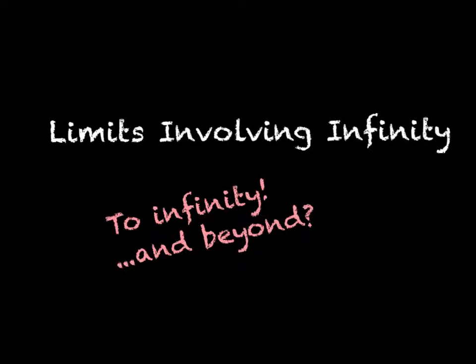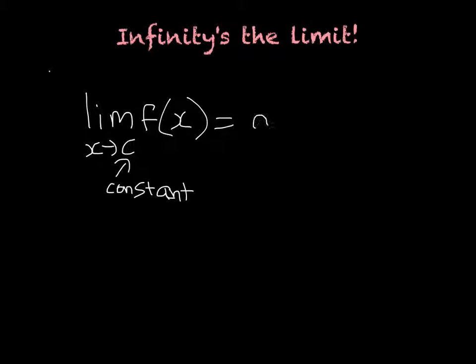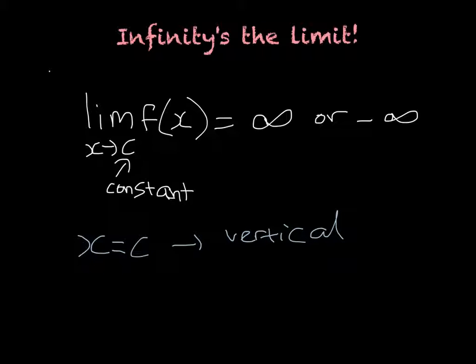This video will be about limits involving infinity. So the first thing we'll talk about is where we're taking the limit at a constant number and we get infinity as the answer. So this would be something like the limit as x approaches c, where c is a constant, of f of x, and as our answer we either get infinity or negative infinity. And any c where this happens, we would say that the line x equals c is a vertical asymptote of the function.